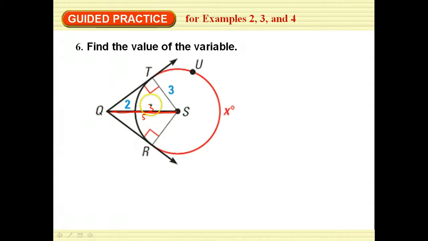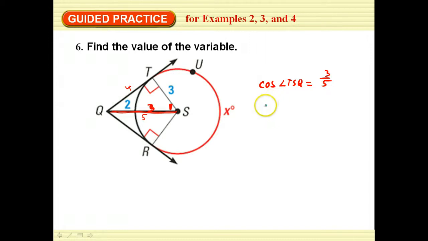I have a right triangle. Now, I could get that this is 4 real quick because of my 3, 4, 5, but that doesn't do me any good in finding this arc. What I need is the measure of this angle so that I can get the measure of both of these angles. And so what I'm going to have to do here is use the cosine of angle TSQ. The cosine of TSQ is equal to 3 over 5.